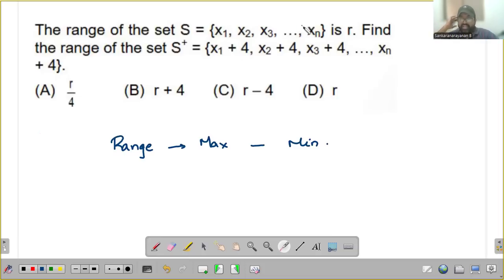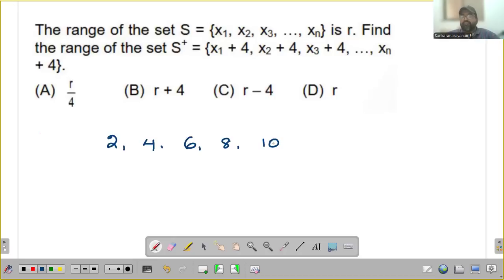So I repeat, on adding or subtracting a constant on that given set of observations, please be aware the range is not going to get affected. If you want to have a proof, I shall just consider the numbers like 2, 4, 6, 8, 10. Here you can see the maximum value is 10, the minimum value is 2. Max minus min, 10 minus 2, is 8.